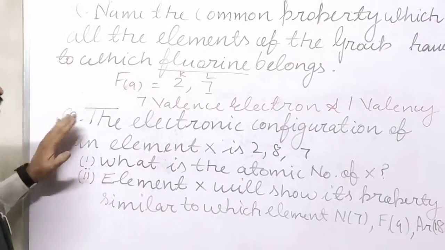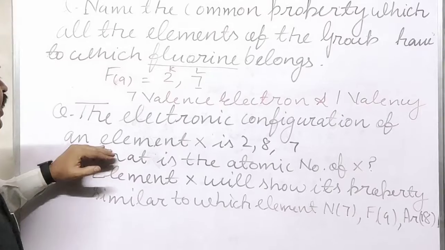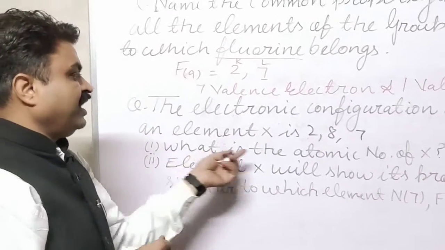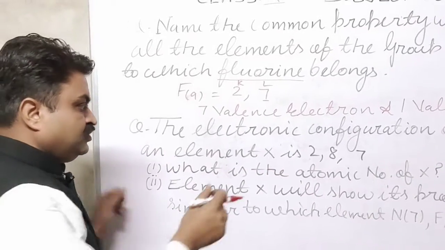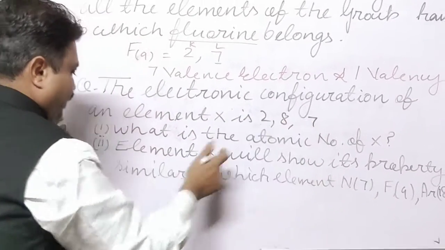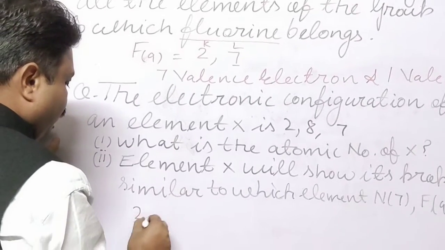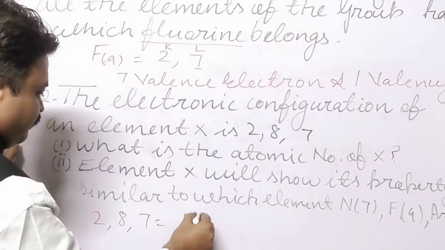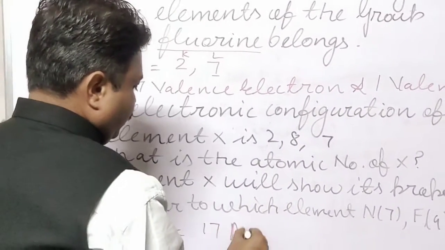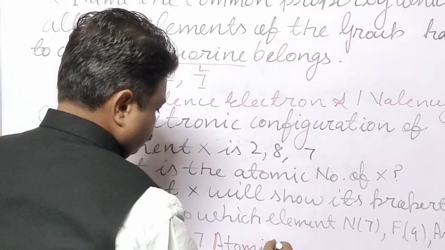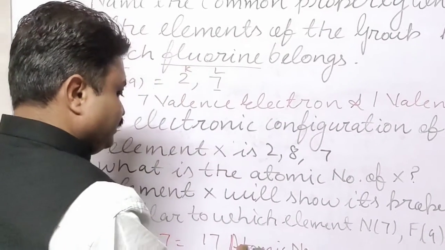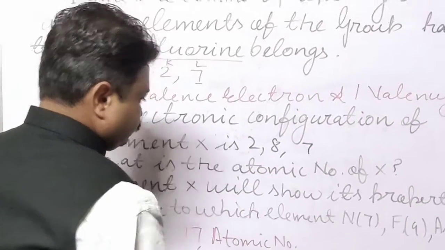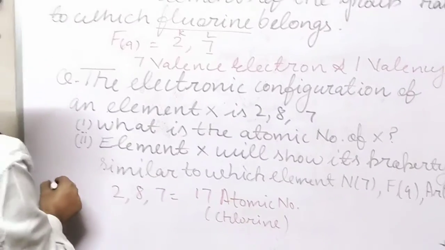The next question: the electronic configuration of an element X is 2, 8, 7. What is the atomic number of X? If we add these electrons, then we get the atomic number. 2, 8, 7. So what is it? It is 17. 17 is the atomic number. And what is the element, students? It is chlorine. So this is the first answer.